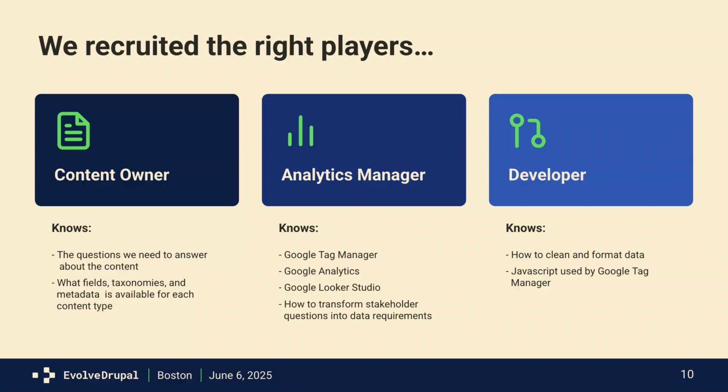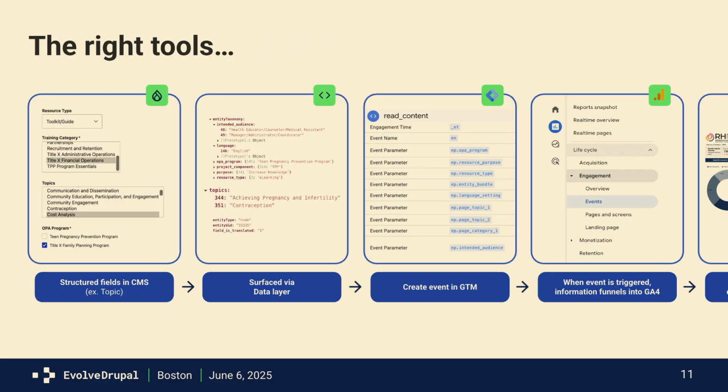If you're one and the same, content owner and analytics manager, that works. But essentially you might need to know what Google Tag Manager, Google Analytics, and Looker Studio are, and how you can transform the questions that the content owner knows the stakeholders have into the actual data you want to track. We'll talk about that in a second. And then last but not least, a developer: somebody who knows how to clean and format the data, and also how to do a little bit with the JavaScript used by Google Tag Manager. We'll talk about what roles these folks play.